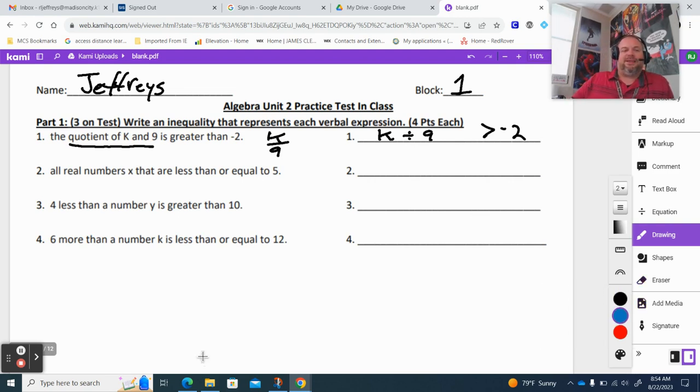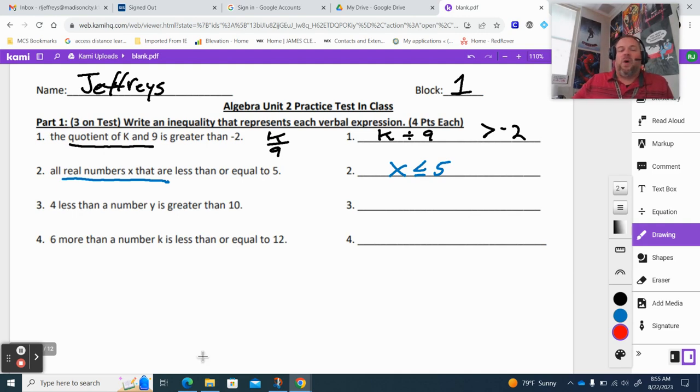All right. All real numbers x are less than or equal to 5. x less than or equal to 5. Bam. I want to see how many people got that. By the way, on part 1, there's only one inequality sign per problem. Only one, not 2.